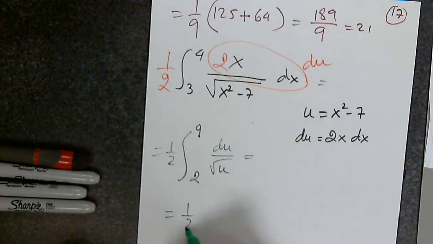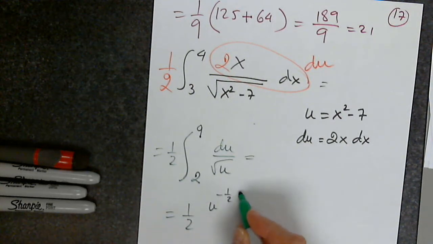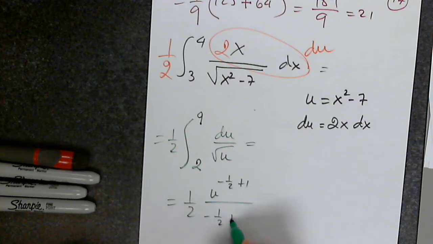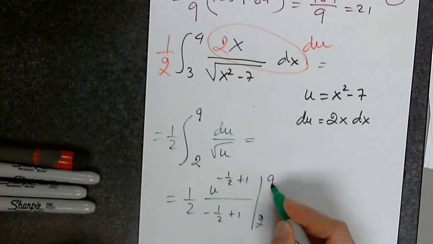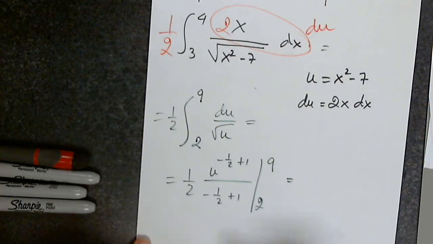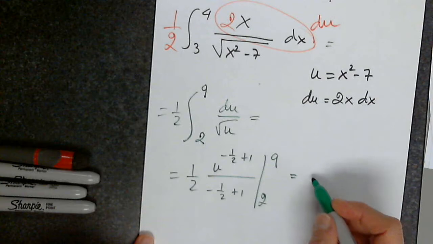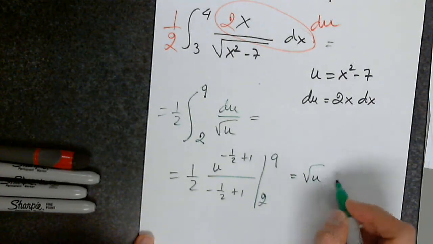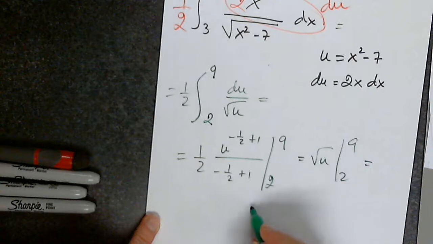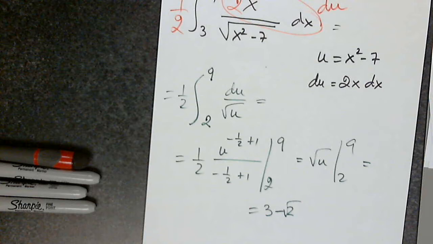So this is 1/2, this is u to the negative 1/2. U to the negative 1/2 plus 1 over negative 1/2 plus 1 from 2 to 9. This is 1/2. When I flip, this will eliminate the 1/2 in front. So this is the square root of u, which is 3 minus the square root of 2. Any questions?